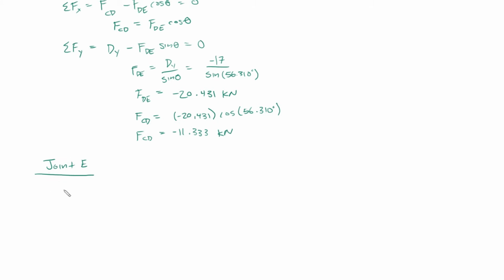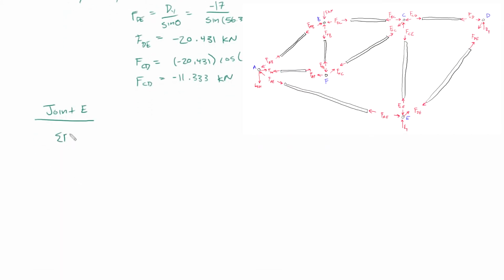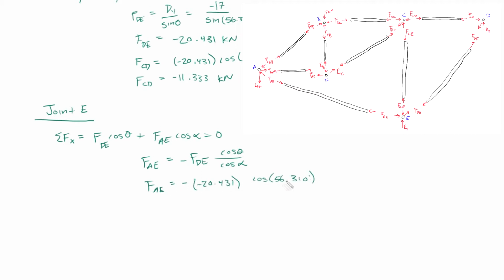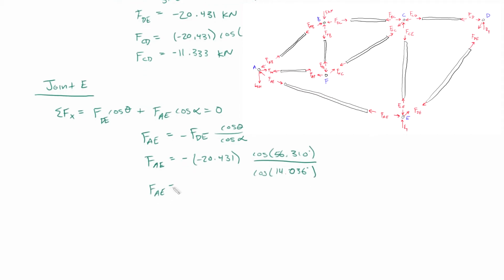So for joint E, we're going to sum the forces in the x direction. So the sum of the forces in x equals FDE cosine theta plus FAE cosine alpha equals 0. And then we could say FAE is equal to negative FDE cosine theta over the cosine of alpha. So if we plug in some values there, what I get for FAE is 11.682 kilonewtons.